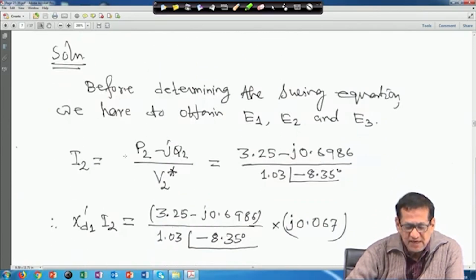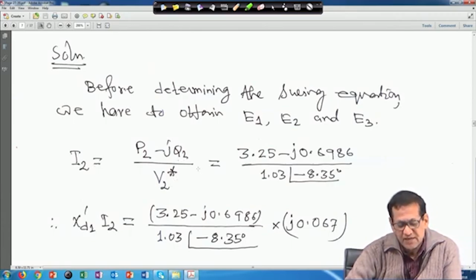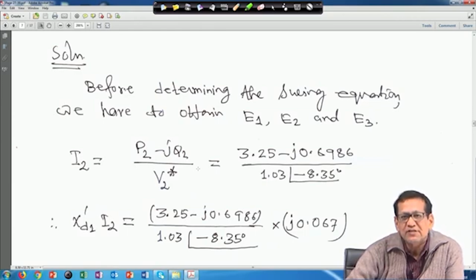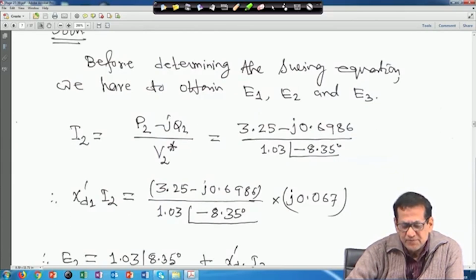So, we know that the current I2 will be (P2 minus jQ2) upon V2 conjugate, because we have to find E2 and E3, since E1 is equal to V1, which is known, that is 1 angle 0. P2 and Q2 are all given, from your load flow solution. So, you can find the current injection I2 at bus 2.